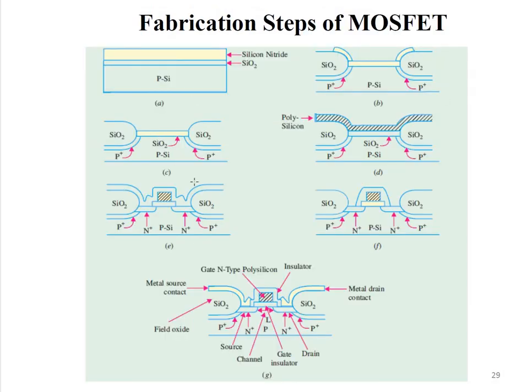Fabrication steps for MOSFET, the same process. We have the source, drain and gate etched above the SiO2 layer, and connections for all of them are etched. This is about the fabrication steps of semiconductor devices. Thank you.